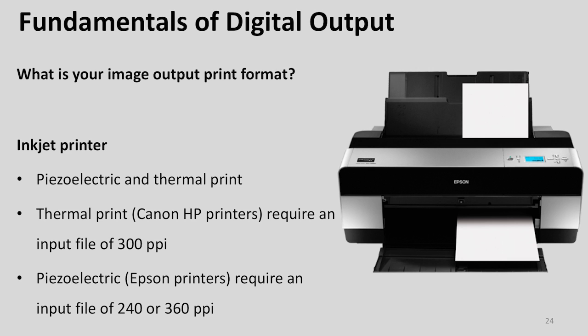There are two dominant types of inkjet printing processes. The thermal printhead is used by Canon and HP, and the piezoelectric printhead is used uniquely by Epson. Now, you don't need to know the differences between those two, but what you do need to know is that they require a different input file size. So if you're printing with a Canon or an HP printer, your input file needs to be 300 ppi. If you're printing with an Epson printer, you need an input file size of 240 or 360 ppi.